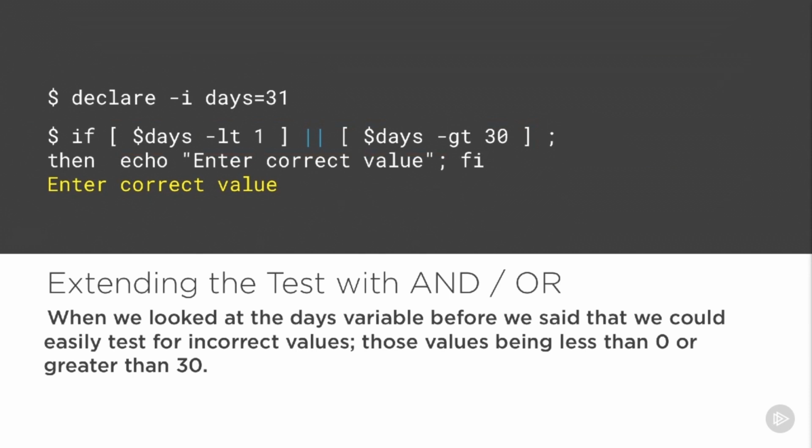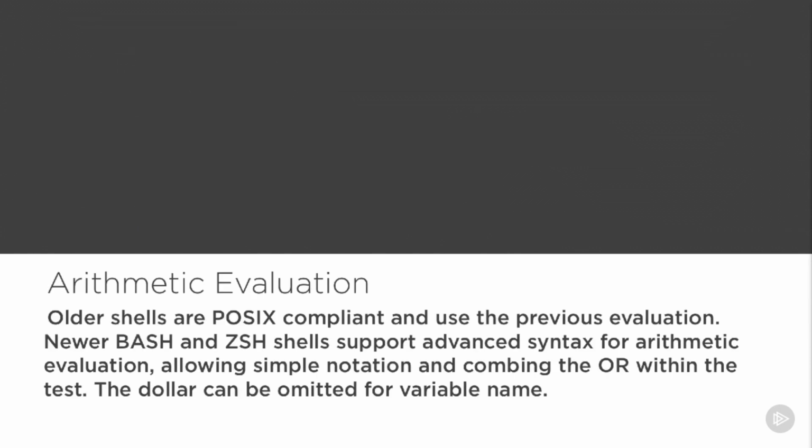We can then say again, we then echo out, enter a correct value, and now that we've got a value of 31, again we're seeing the feedback coming back from our script, enter a correct value. Now this is getting a little bit long-winded, and this is using an older shell. Now using the BASH or ZSH shell, they're more modern shells, and they support a different way of evaluating numerics, and it's a little bit more logical and it can be tidier.